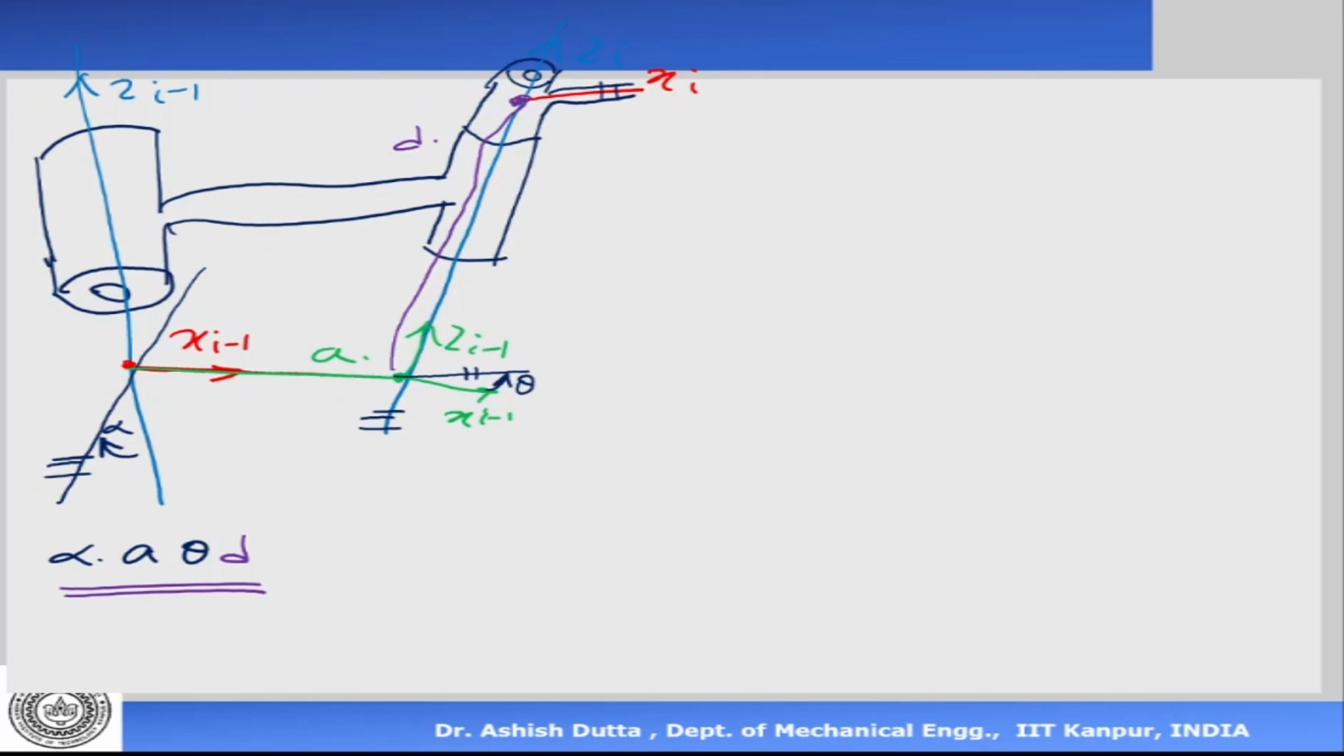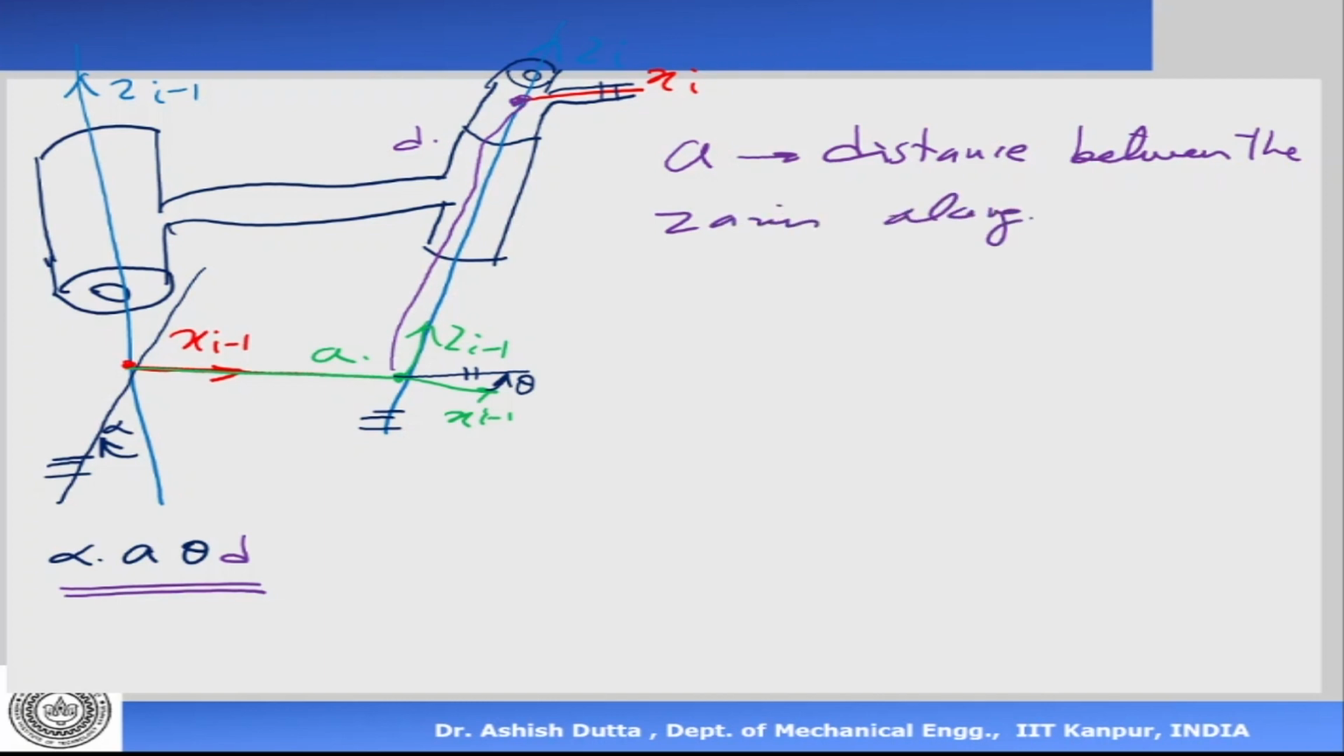Okay. So how are they defined? a is the distance between the z-axes, measured along the x-axis. Okay, so what is a? a is the distance between the z-axes. There was one z here and there's another z here, and a is the distance between them measured along the x-axis. That's my a. This is also called the link length.